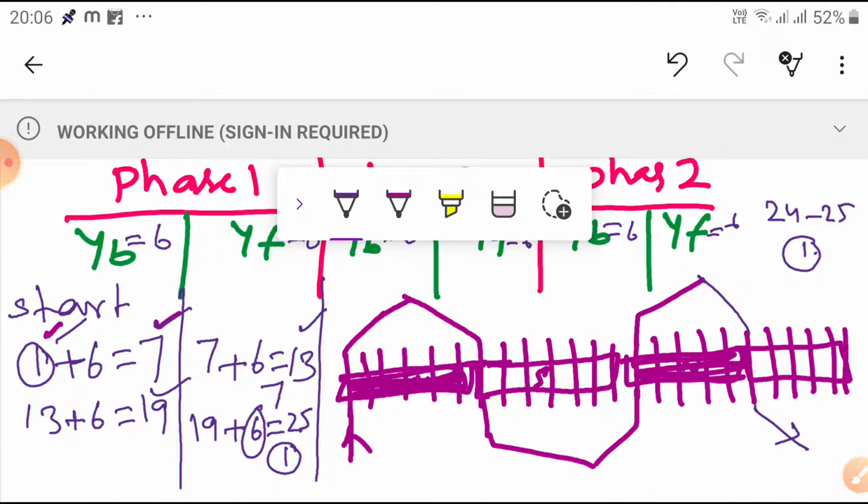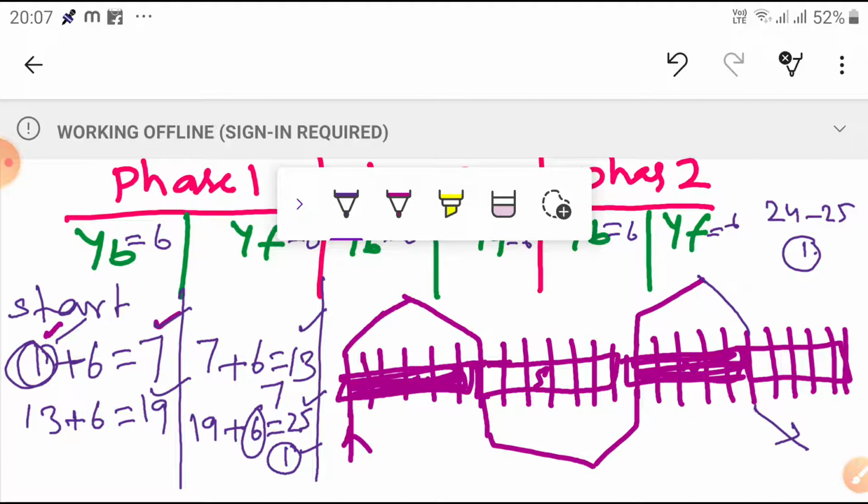Adding 6 to slot number 19 gives 25, which is slot number 1. But a coil side is already placed at slot number 1 here. So add 1 and place the coil side at slot number 2, because 1 and 2 belong to phase 1. So instead, add 6 plus 1, 7.